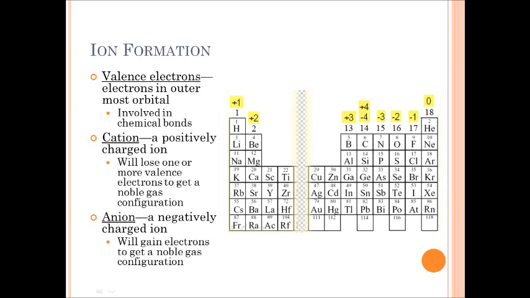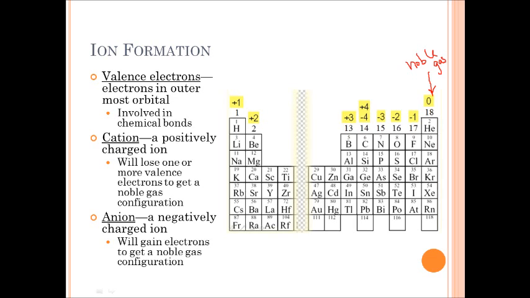Valence electrons are the electrons on the outermost orbital of your atom. These are the ones that are involved in chemical bonds. A cation is any positively charged ion, and to become a cation, you will lose one or more of the valence electrons, and everything wants to be like your noble gases. So this is the noble gas column, and everything wants to be like it. An anion is a negatively charged ion, and it will gain electrons to get a noble gas configuration.